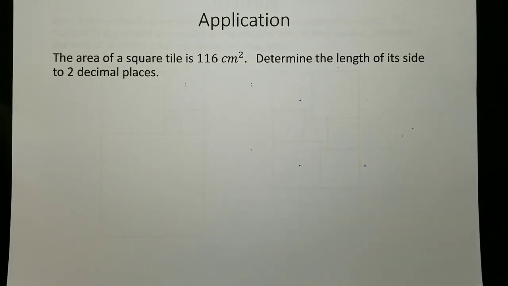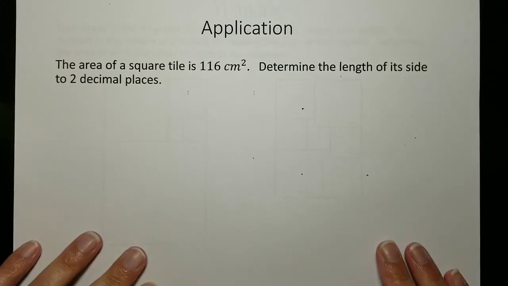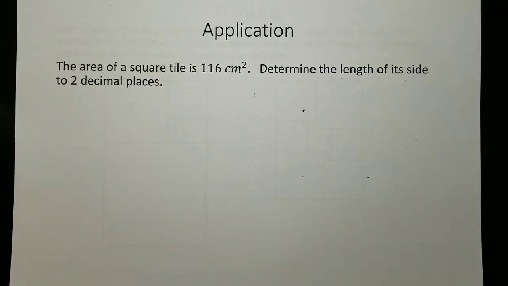This is kind of working backwards. This says the area of a square tile is 116 centimeters squared. We want to determine the length of its side to 2 decimal places. So here I'm going to draw a diagram.